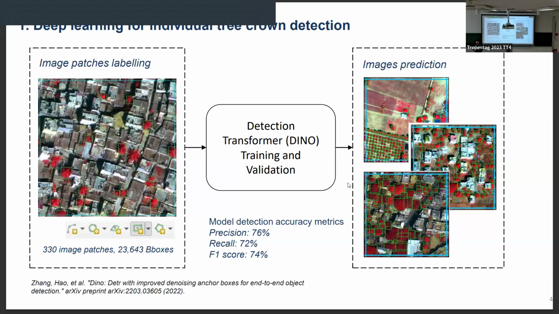After validation and training, we achieved an F1 score of 74%. And then we apply this trained model along the gradient. So we can detect each individual tree with the bounding box, which you can see on the right. These are some prediction results from the different regions: the urban area, rural area, and transition area. If you want to know more about this DINO stuff, you can check out the paper link.